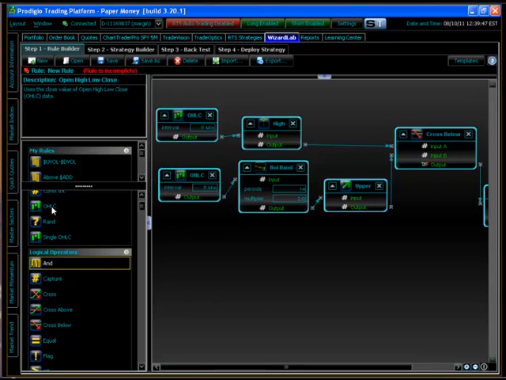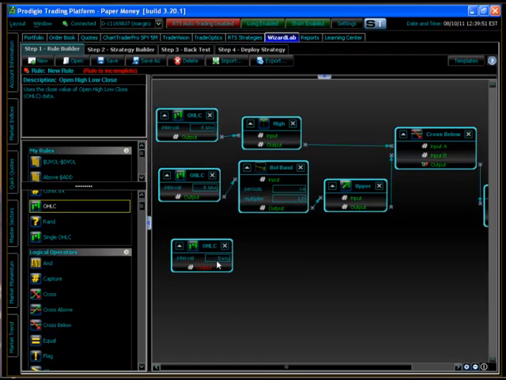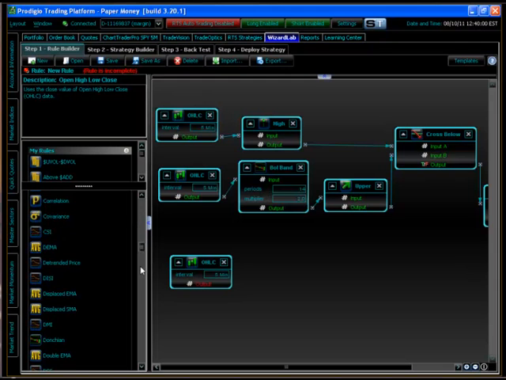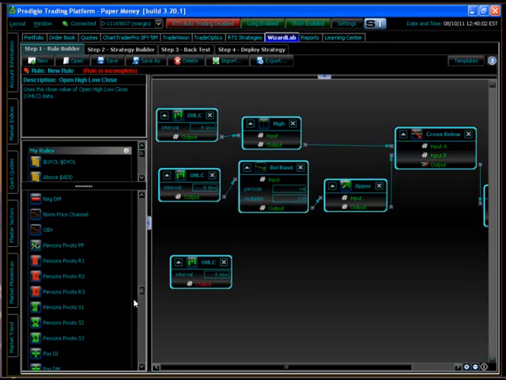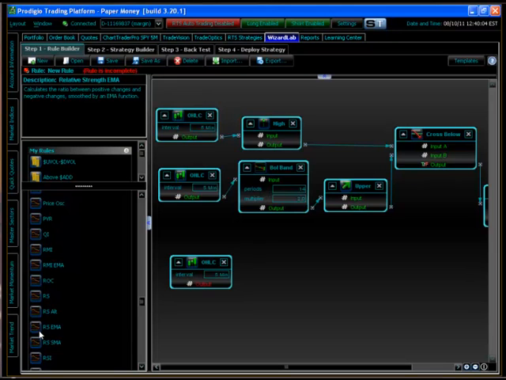So let's go to the studies on the left. I'll grab an OHLC and change this interval to 5 minutes, and I want to be looking at an RSI value. So I'll scroll down and go into my RSI indicators.